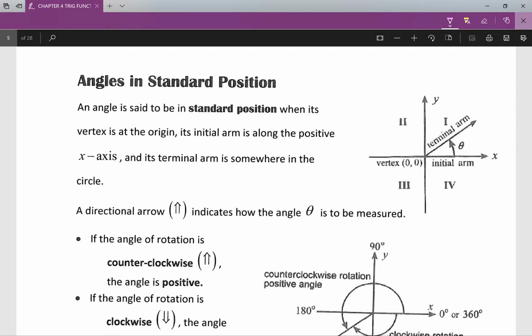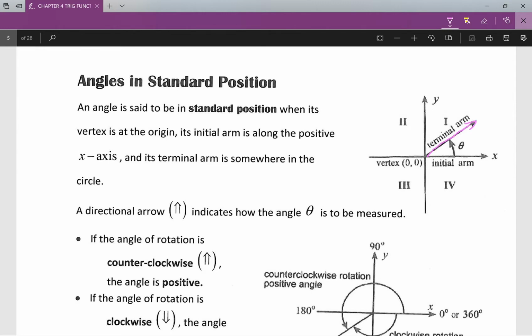So, angle in standard position. An angle is said to be in standard position when its vertex is at the origin, its initial arm is along the positive x-axis, and its terminal arm is somewhere within the circle. Well, really, what does this mean? What this is saying is that we have this thing called the terminal arm.